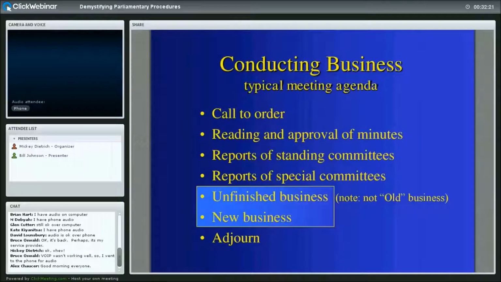And then there are reports of standing committees, reports of special committees. Most of the work of an organization typically happens in the next two things, which are unfinished business, which I see over and over again referred to as old business, which is wrong. It's not old business. Old business implies musty cobwebs, you're dredging up stuff that's already been done. No, you're finishing unfinished business before you start anything new. So unfinished business is next, and then you don't introduce anything new until you've wrapped up what was left dangling from the previous meeting, and then you can adjourn.